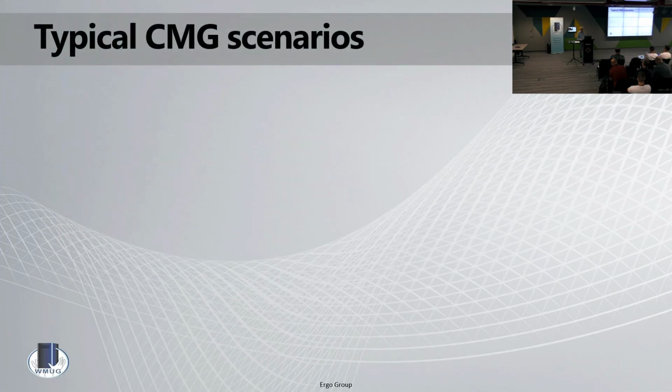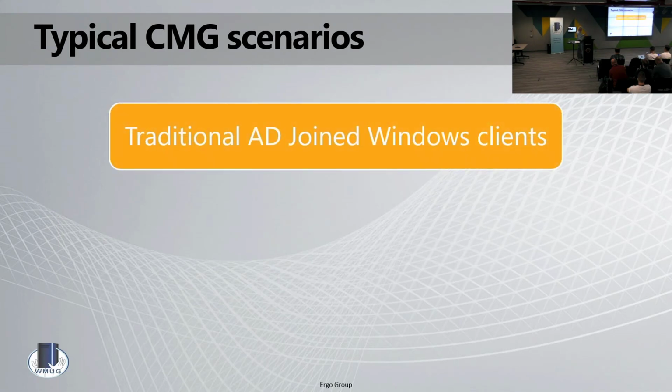Okay, so these are the typical CMG scenarios. The first one, and this is obviously the most common scenario, where we'll manage just traditional AD-joined machines that roam out onto the internet. All the supported clients that Config Manager supports are supported by CMG in this way. So Windows 7 for now, Windows 8.1 and Windows 10 devices.